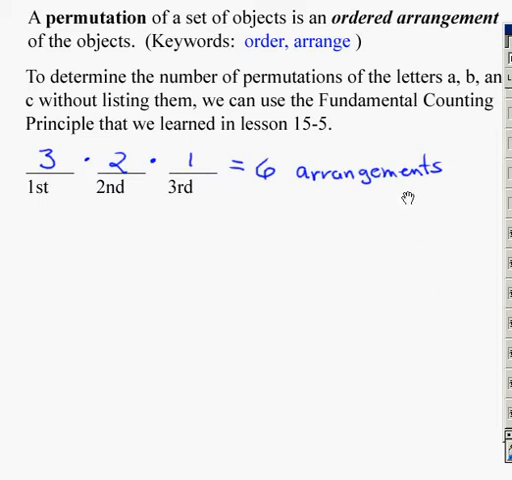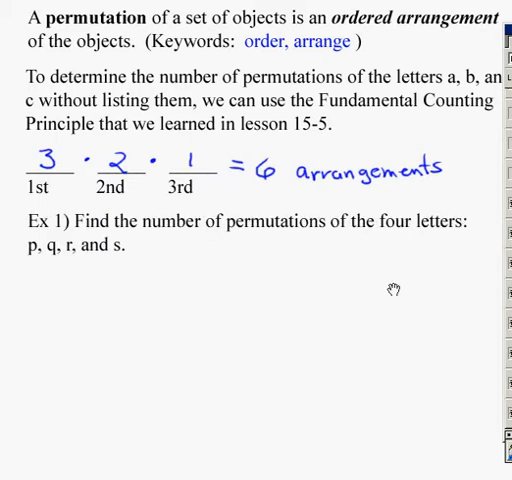Now, when it's small like 6, we can list them, but when we get to numbers larger, like in the thousands, it's much more practical just to calculate how many there are, rather than actually list them all. So let's continue on this trend. Let's take 4 letters this time, P, Q, R, S. Let's find out how many ways we can arrange and order them, or how many permutations there are.